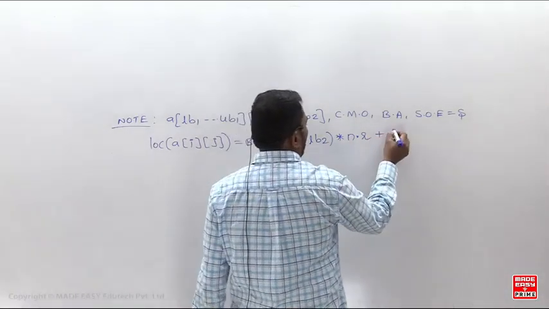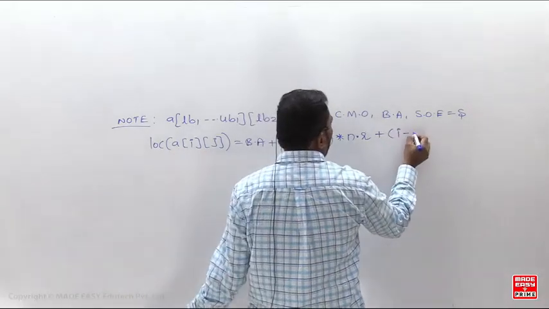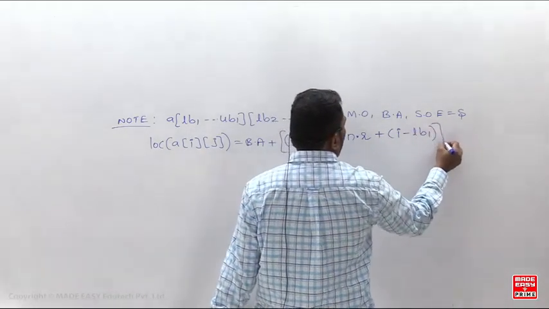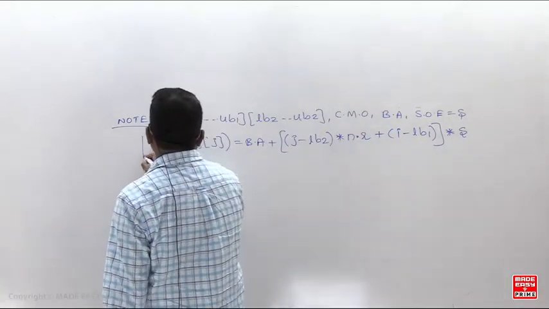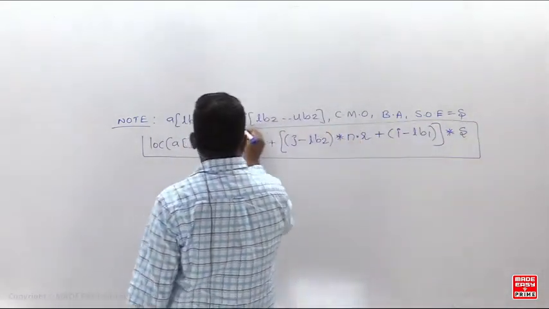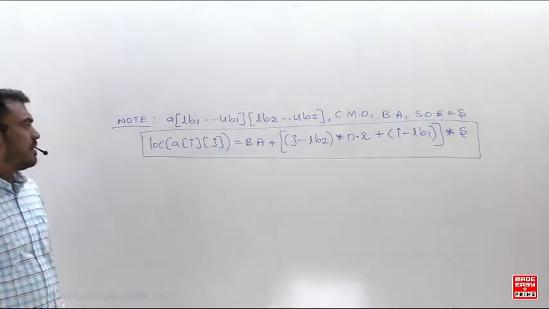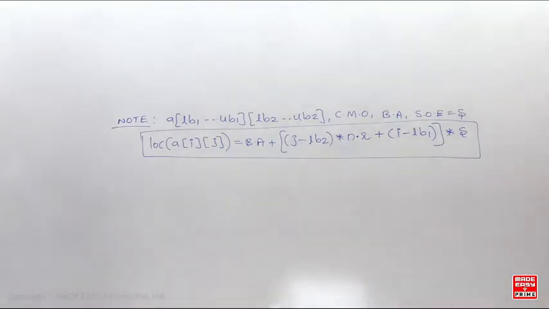Plus, next, which row number do we have to go to? I. It means I minus LB1. This many rows you have to cross. So multiply with the size of the element. Yes, so this is the formula for the column major order. So understood, all of you?